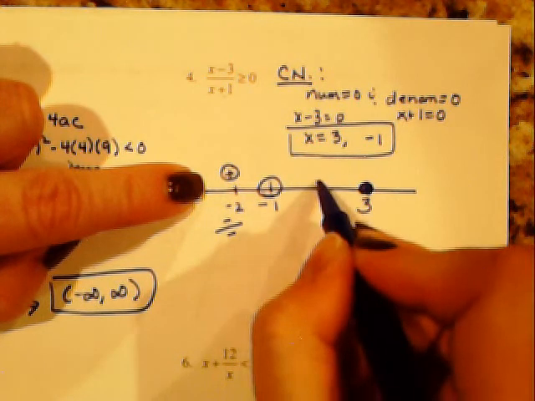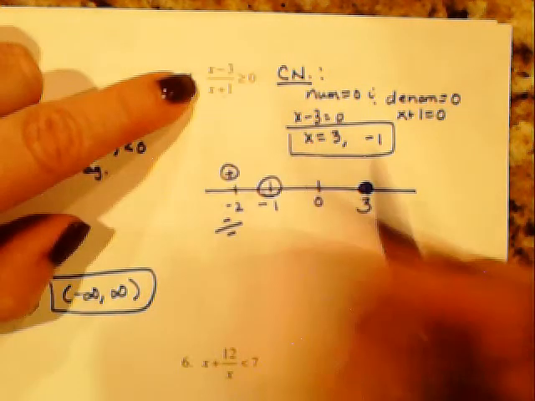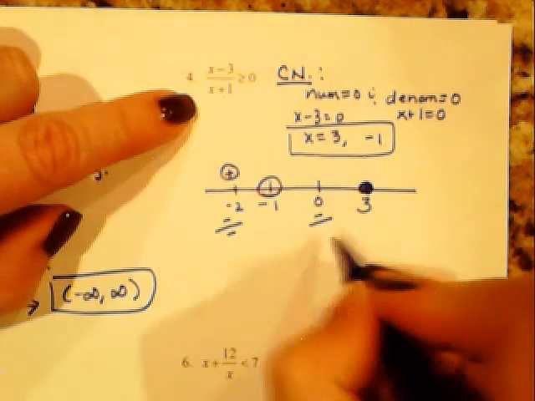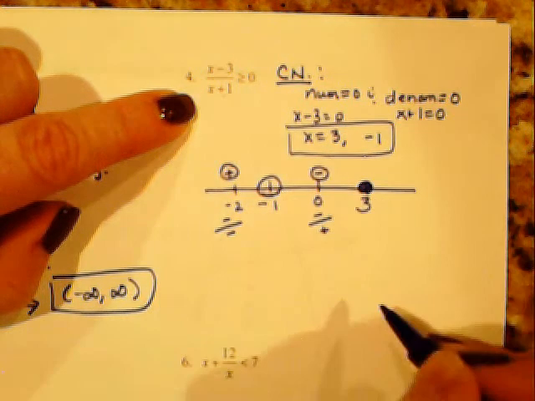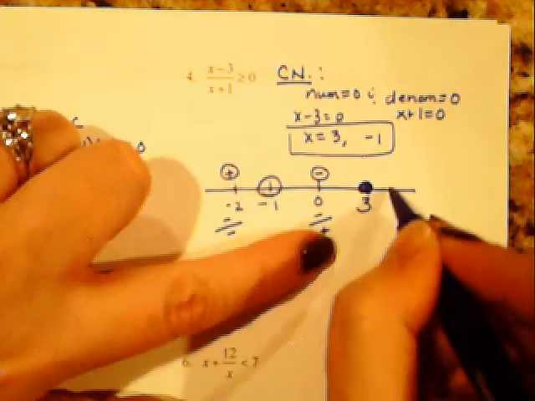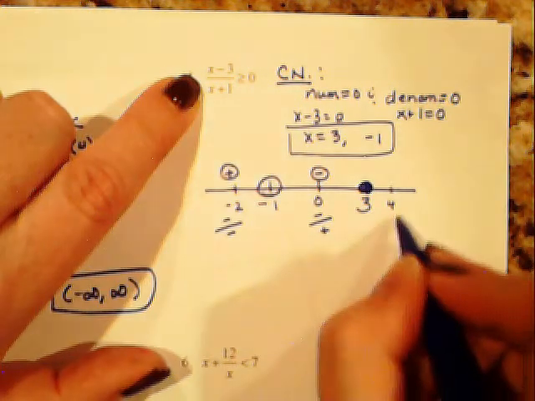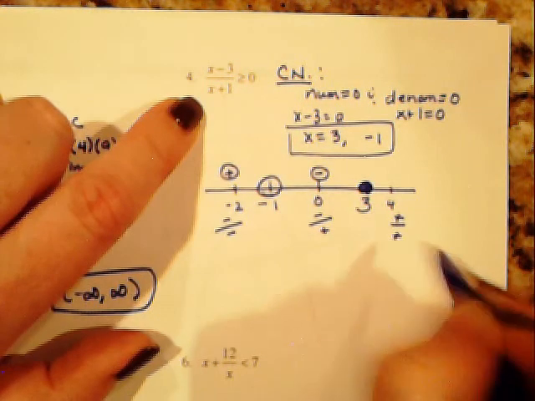Pick a number between negative 1 and 3. I'll pick 0. 0 minus 3 is a negative. 0 plus 1 is a positive. A negative divided by a positive is a negative. For a number greater than 3, I'll choose 4. 4 minus 3 is positive. 4 plus 1 is positive.